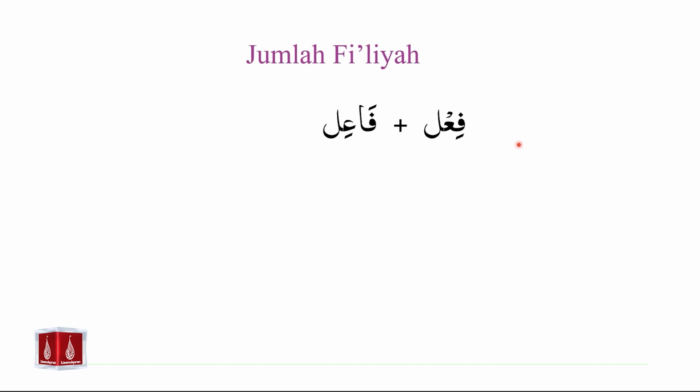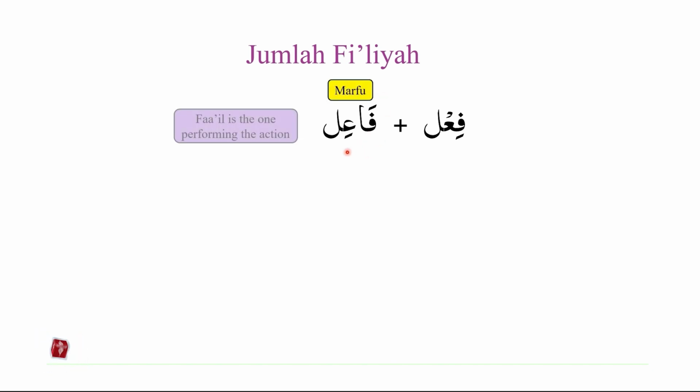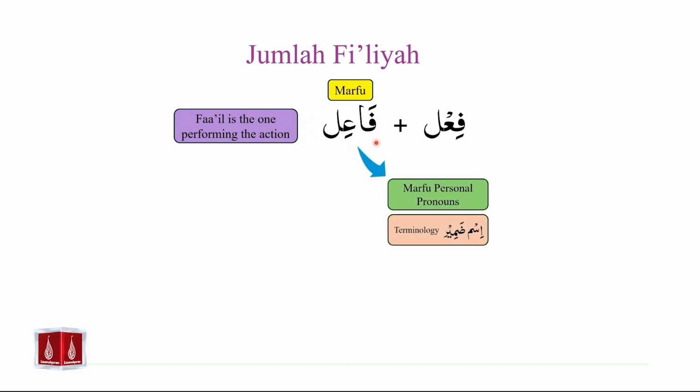To summarize, Jumla Fi'liya has at least two parts, Fi'l and Fa'il. Fa'il will always be marfu and Fa'il is the one performing the action. So far we have studied the use of Fa'il as marfu personal pronouns. The terminology for personal pronouns is Ism Zamir. So we have studied the use of Ism Zamir as Fa'il.